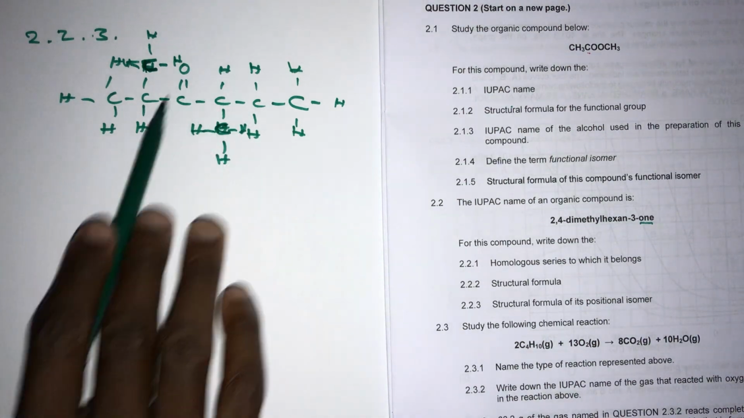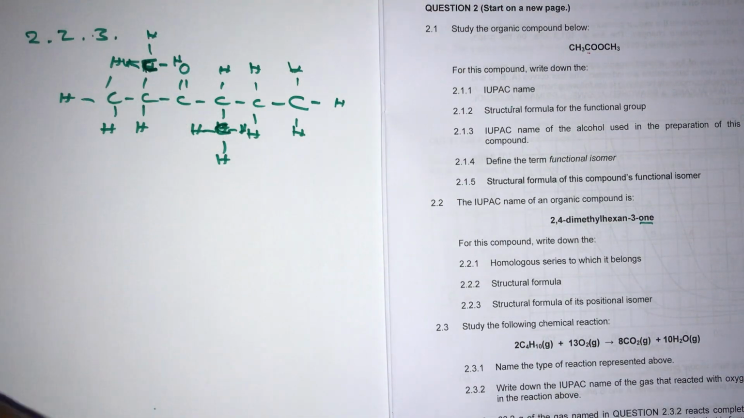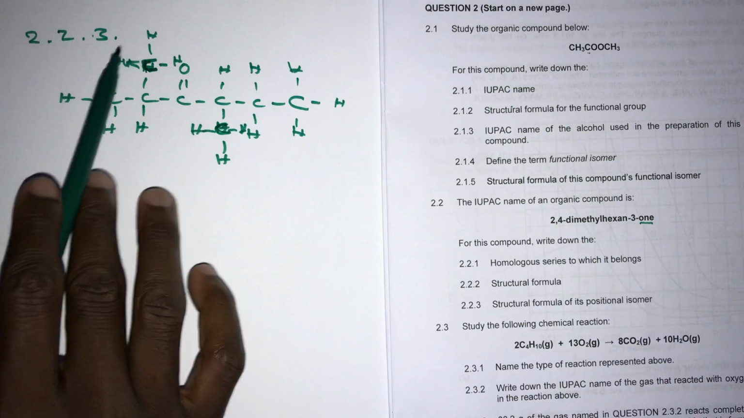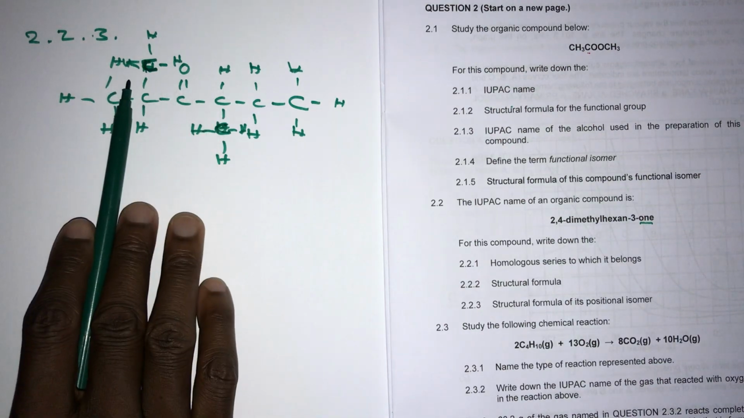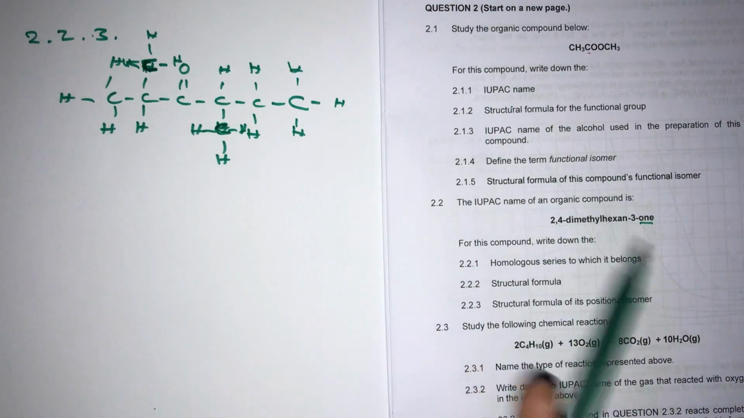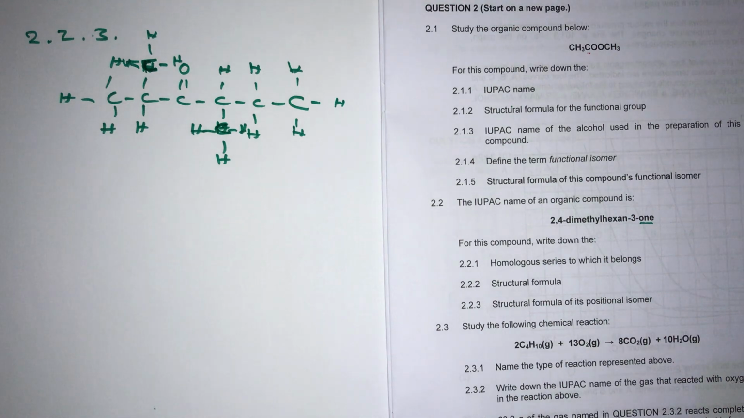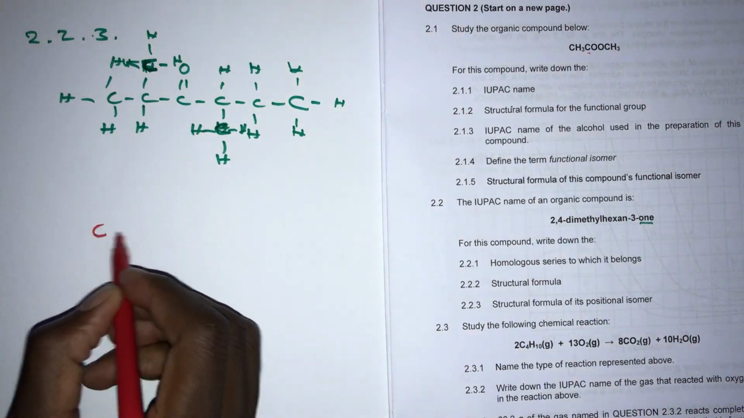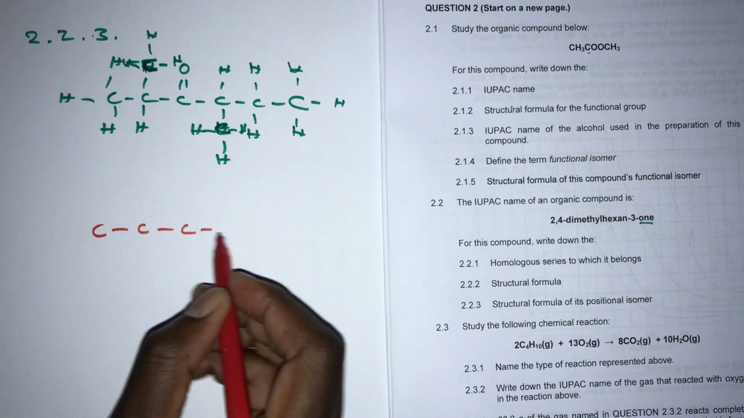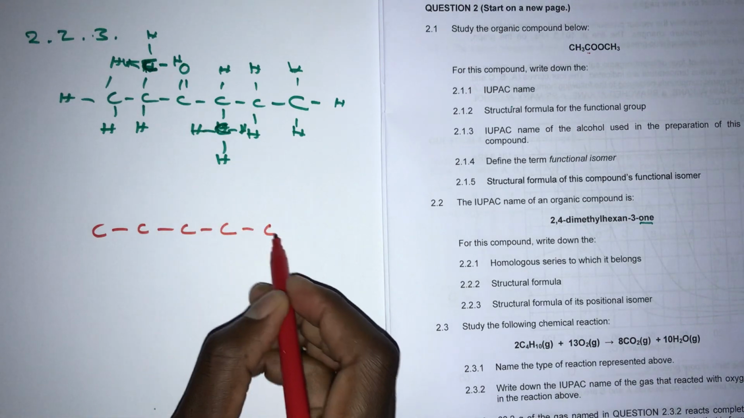So check, we have a branch here, we have a branch here. What we must do is just change the position of the branch. This one is in carbon atom number 2. We can shift it from carbon atom number 2 to carbon atom number 4. That becomes a positional isomer. So now the positional isomer of this structure is going to be this way. They have the same molecular formula.